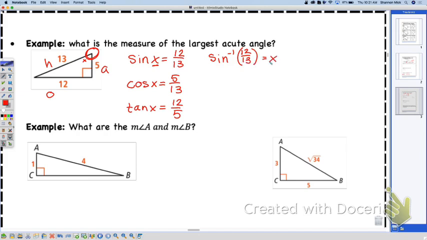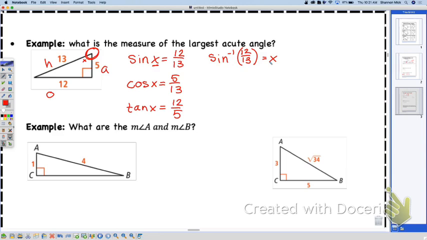It's a new function, okay? You're not going to have to do it. Our calculator is going to do it for us. But we have to know to put it in this form, okay? It's just like, what do we do to get rid of a square root? Square it. What do we do to get x squared away? We take the square root.